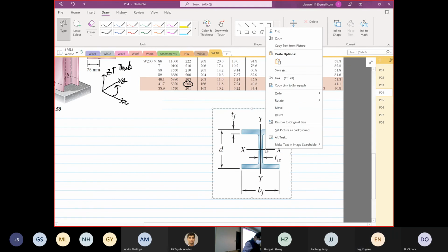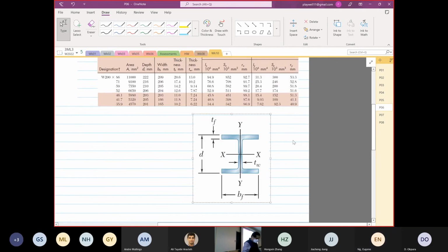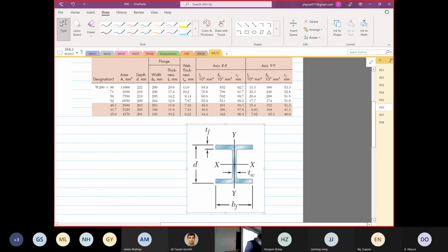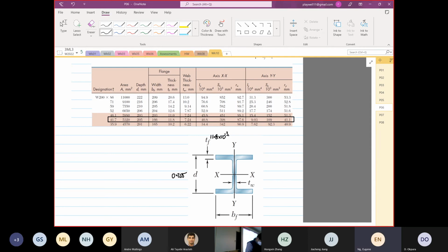Then I need another diagram. So the information that we need now is the geometry. So we know D, so we are going to use the data over here, because this has been chosen. Depth is 0.205. Our flange thickness TF is 11.8. Our T, the web thickness, is 7.24.